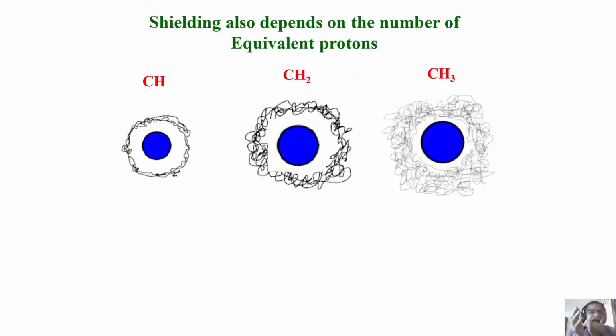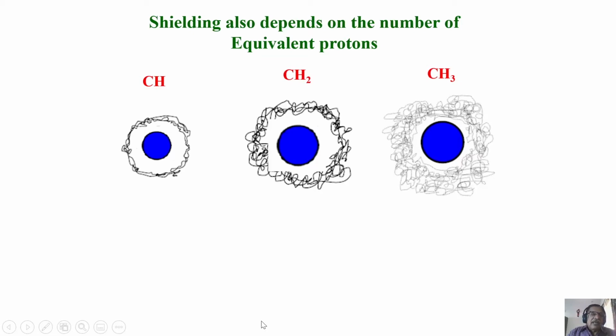Okay, I remember last class I said when we took CH and CH3, CH3 is more shielded than CH, and that's the reason CH3 comes at high field compared to the CH proton. The reason was that the nucleus of CH3 sees more electron density surrounding it because it's more shielded compared to the CH proton. Now I just want to take an example. What happens if there are different types of protons with different numbers of protons present? For example, CH, CH2 and CH3.